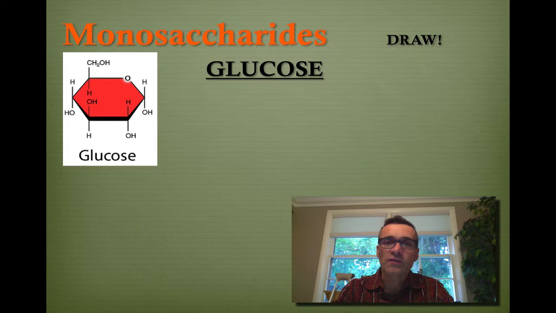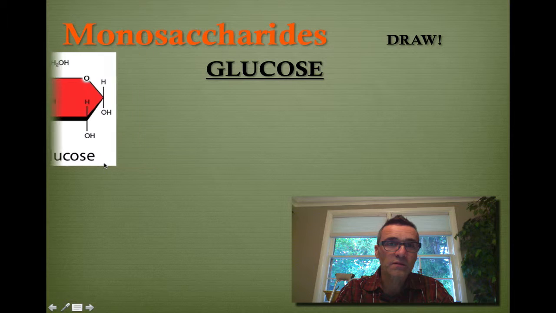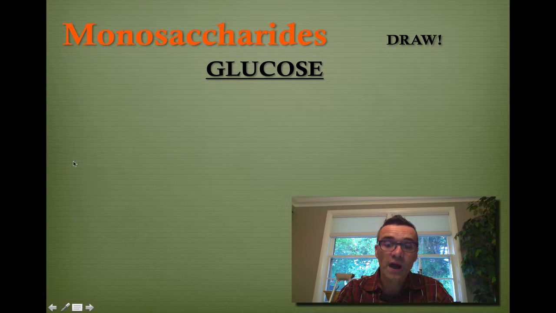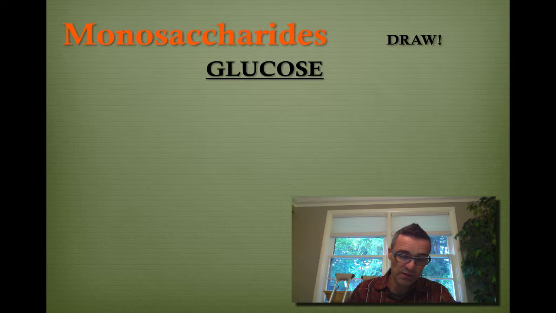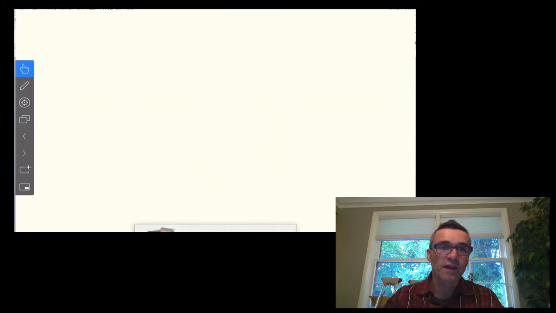So we're going to take a look at probably the most important one for now. It's something called glucose, and there's a picture of it right here. But we're going to get rid of that for now, and we're going to actually draw glucose ourselves. And so we're going to just take a second and draw this glucose out, and I'm going to show you what that's going to look like.